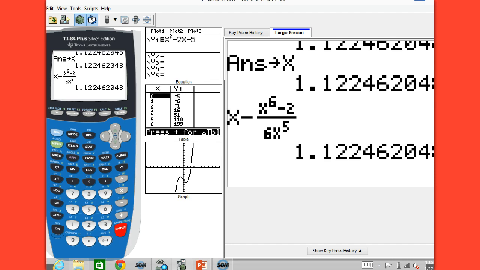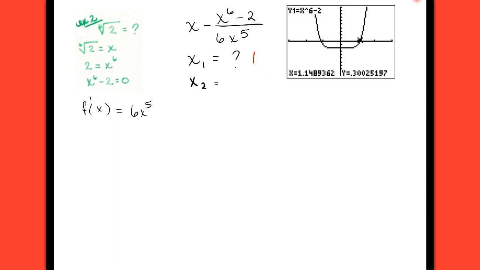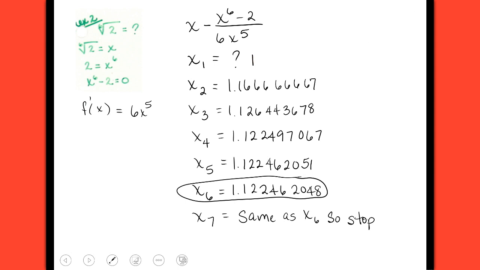All right. So again, what we did was we took that 1, and we had our calculator plug it into that equation, and it gave us 7/6 or 1 1/6 or 1.16 repeating. And then we stored that, and it gave us our next approximation. And we stored that, and it gave us our next one. We stored that. And when we got 2 in a row, x sub 6 and x sub 7 are the same, then that was when we knew that we were done.